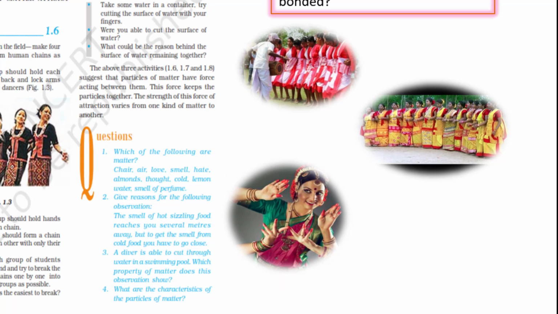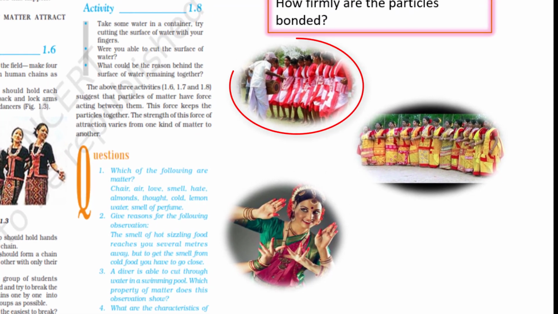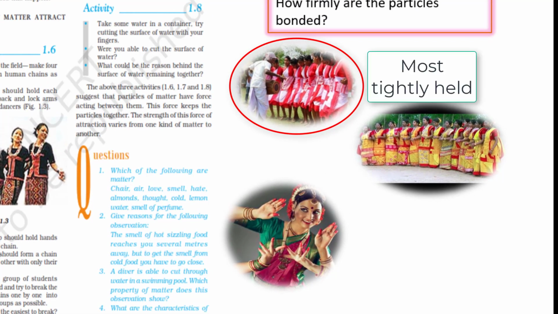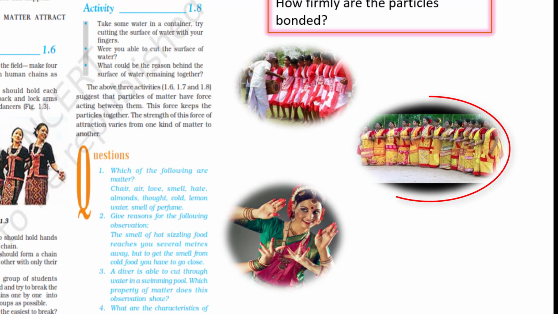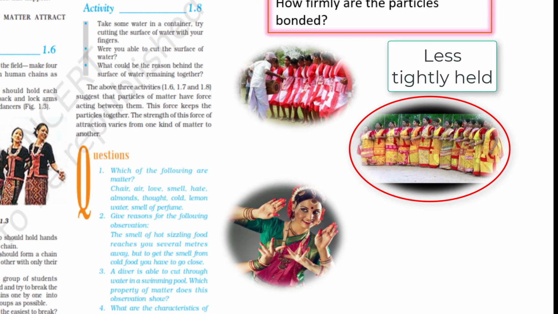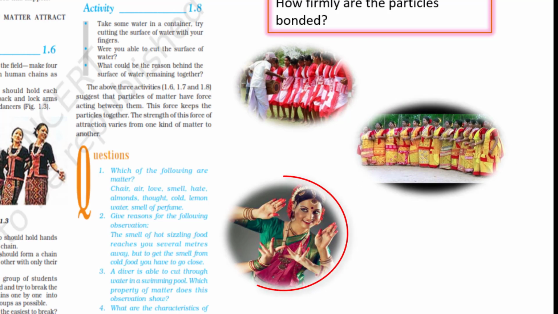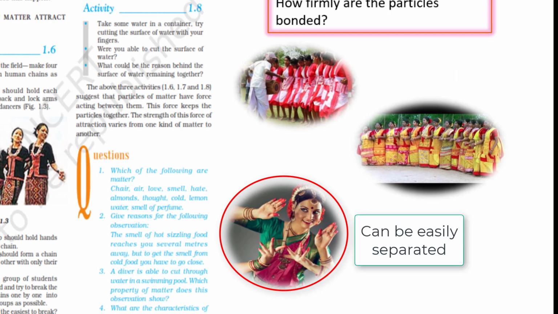Now, if a very simple question is asked, how firmly are the girls of the three different dance troupes holding each other? The answer is very simple. The first one is the most tightly held. The second one is also tightly holding themselves, but a little less tightly than the first one. The third one, the dancers can be very easily separated.